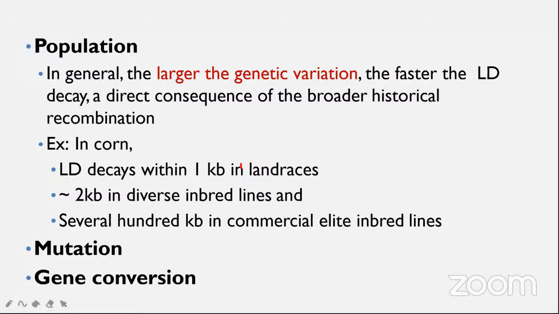For example, in corn, in landraces, you have LD up to 1 kilobase pair, whereas in diverse inbred lines, which have been developed in the last 50 to 70 years, you have 2 kilobase pairs. And in the recent 30-40 years of elite inbred lines, LD could extend several hundred kilobase pairs because you're intentionally selecting for some traits, which in turn are selected due to certain allelic combinations. And you have random mutations that could change your alleles, which would lead to a decreased correlation or a decreased LD. Gene conversions, which is a bit rare.